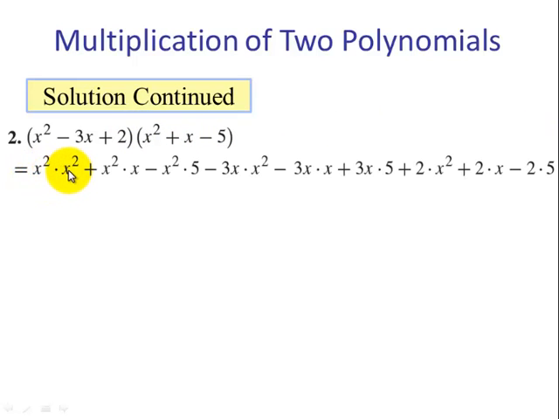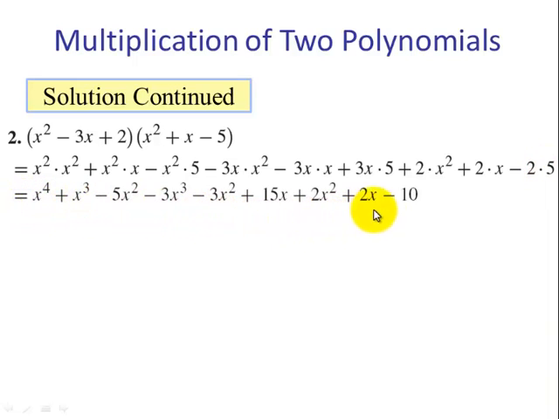x squared times x squared is x to the fourth. x squared times x is x cubed, minus 5x squared, minus 3x cubed, minus 3x squared, plus 15x, plus 2x squared, plus 2x, minus 10.